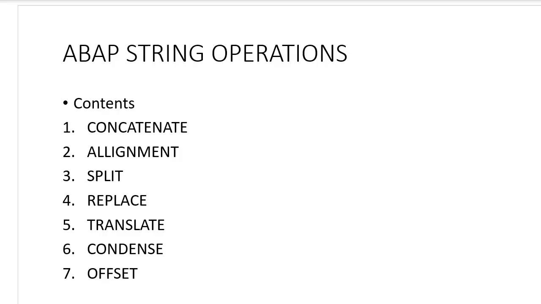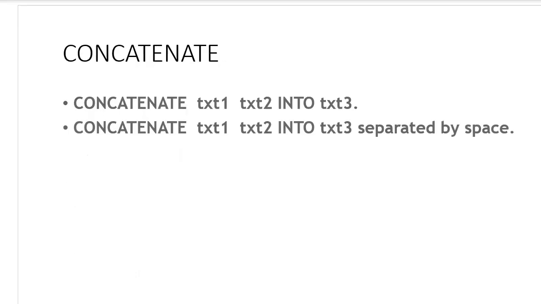Today we'll talk about string operations. The things that we can do are concatenate, alignment, split, replace, translate, condense and offset. We'll do one by one. Concatenate, as you guys know, is concatenating two strings. You write concatenate text1, text2 into text3. It will simply concatenate or add both of them into text3.